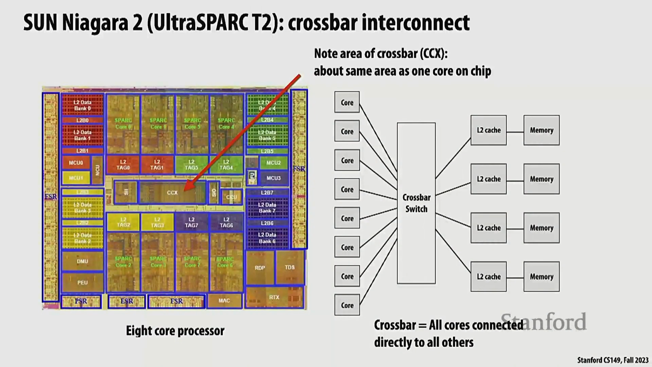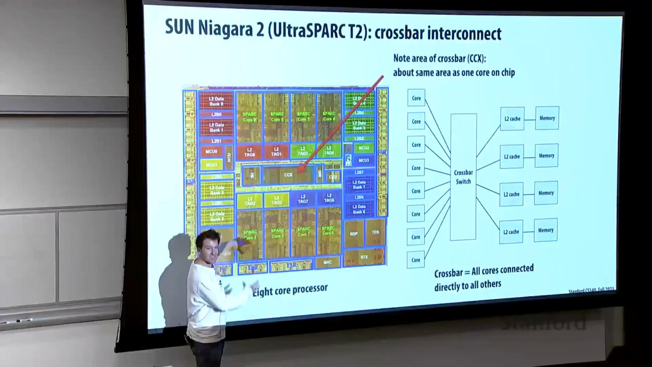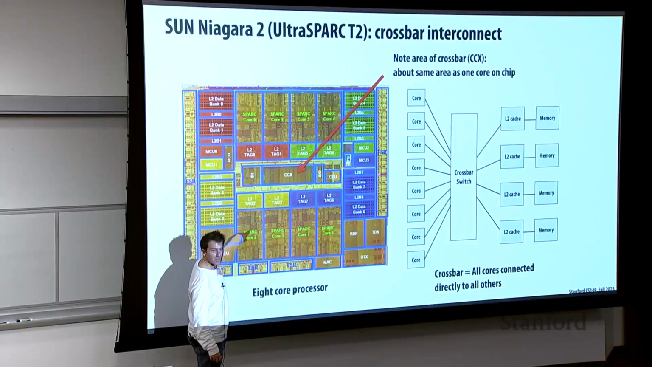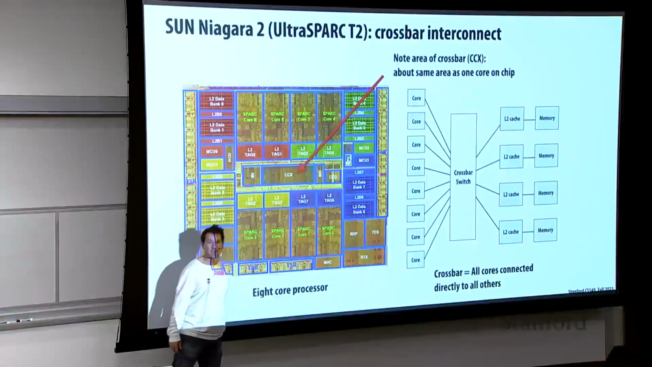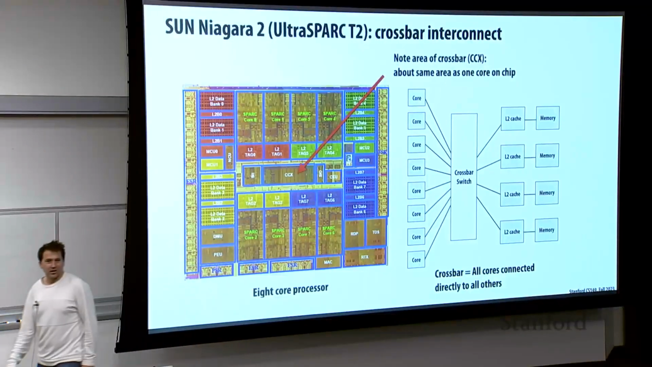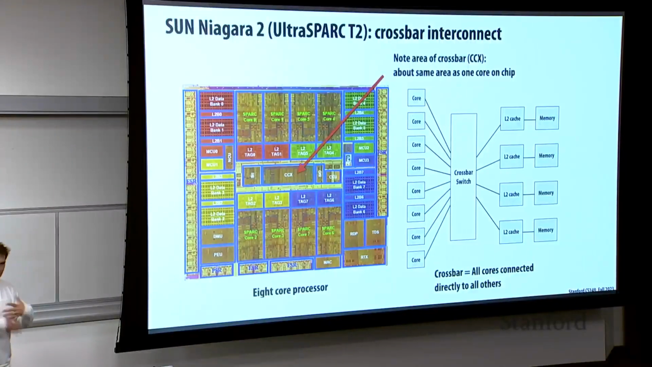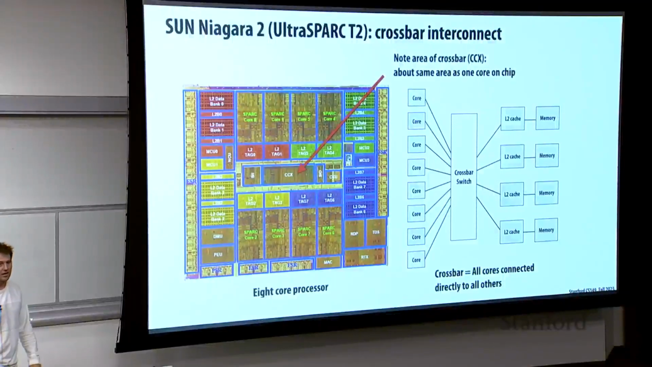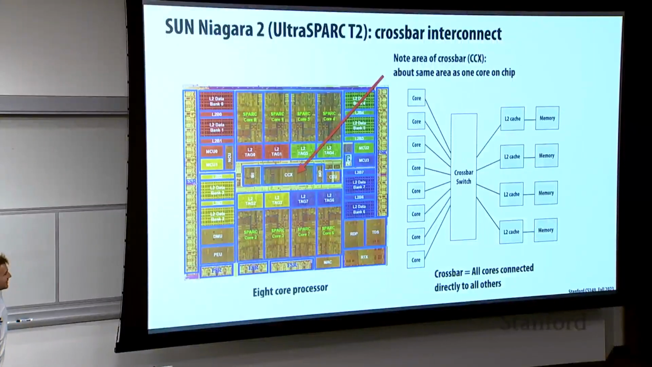And what's kind of interesting is if you look at the chip diagram, the actual area, the footprint of a processor core is about the same as the footprint of the network. So these networks that get high bandwidth connection between all the processors are extremely expensive and extremely complex.